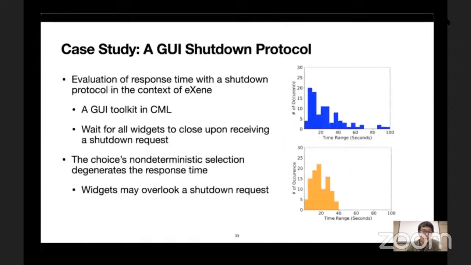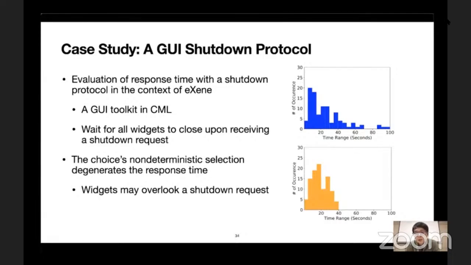And the next case study is a GUI shutdown protocol. We evaluate the response time of a shutdown protocol under the context of eXene, a GUI toolkit in CML. We want to wait for all the widgets to close upon receiving a shutdown request. And since the choice has a non-deterministic selection, it will degrade the response time because it will overlook a shutdown request. And the result is shown as a graph.